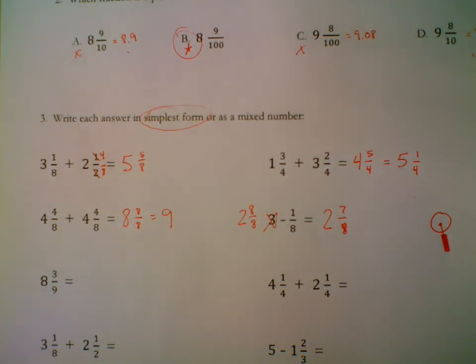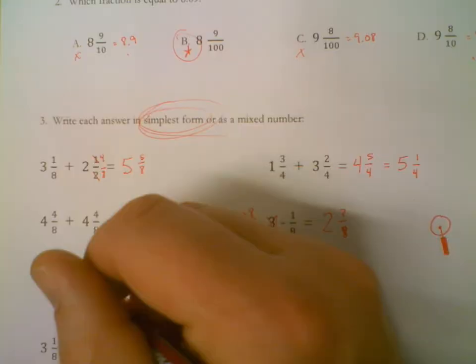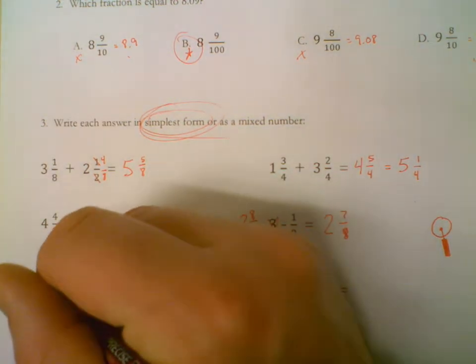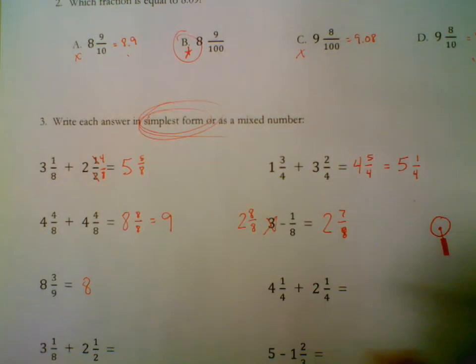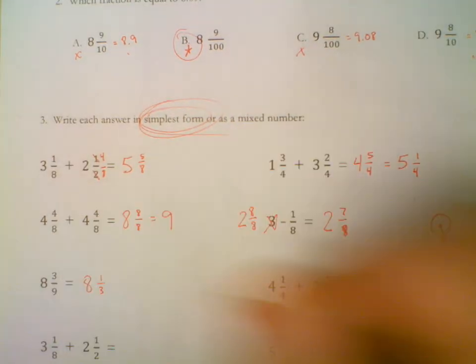One more, let's do it together. 8 3/9. Well, there's nothing to add or subtract. What's wrong with that? Put it in simplest form. What can we do with 3/9? Divide by 3, divide by 3. We still have 8. But now we have 8 1/3.